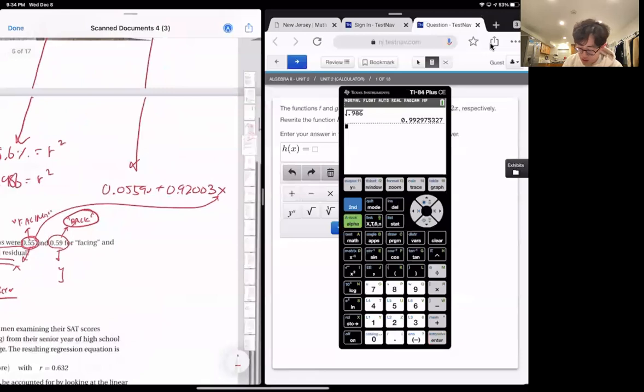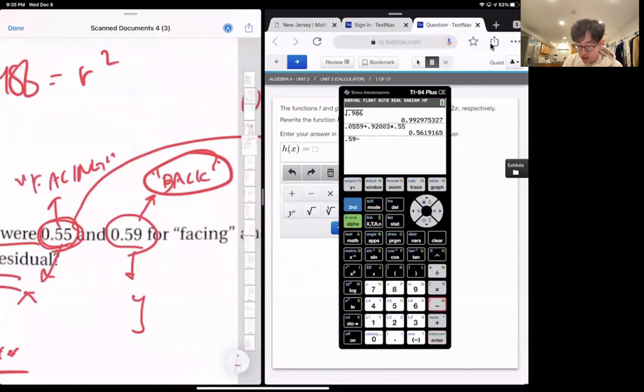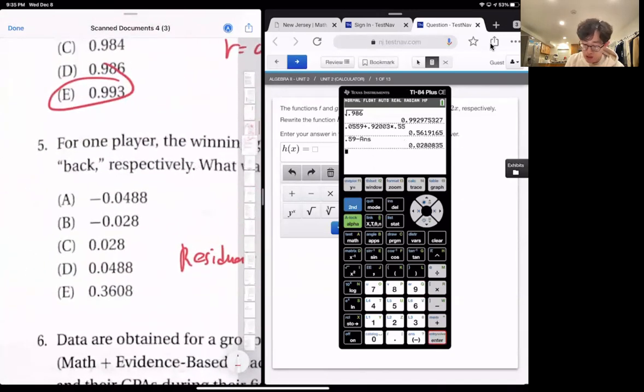So here, I'm just going to type in 0.0559 plus 0.92003 times 0.55. So that gives me 0.5619165. That will be my predicted value. Remember, our actual value was 0.59. So actual minus the predicted. This will be the residual right here that you see on the calculator, 0.02808. So I'm going to go through my answer choices and just simply pick that one. Since our actual is bigger, it should be positive 0.028. So that should be the correct answer here. Okay.